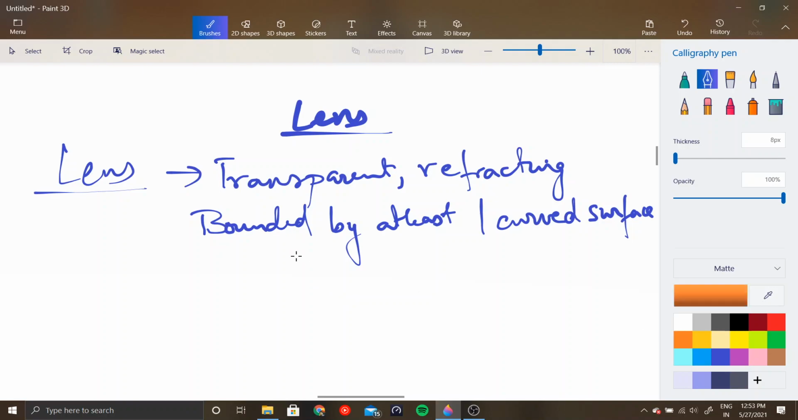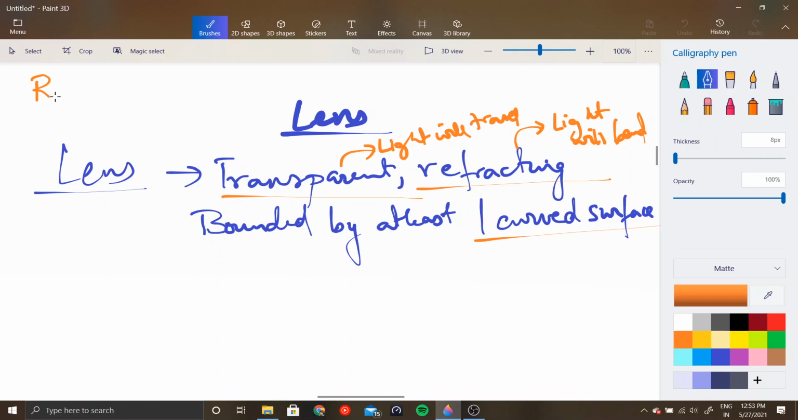See, if this is a transparent surface, then light will travel through it, right? If it's a refracting surface, light will bend on entering this, right? You know from your classes on refraction. So light will bend here, okay? And it is bounded by at least one curved surface. Hence, we actually covered the chapter on refracting curved surfaces, right? So when we had plane surfaces, we just had covered prisms and rectangular slabs. Okay. So here we will cover curved surfaces.